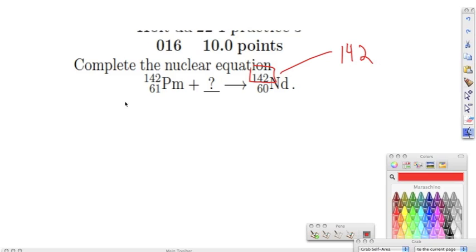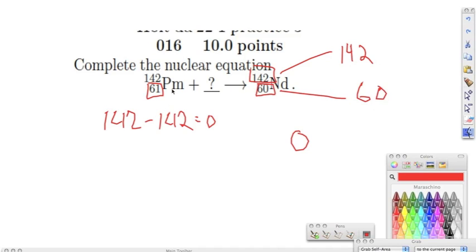So what we do is we take 142, because that's what's on this side, minus what we already have, which is 142, and we get an answer of 0. So when we're looking for the symbol that goes right there, we know that the mass number is going to be 0. If we look at our atomic numbers on the bottom, here we have 60 on this side of the arrow, and here we have 61.